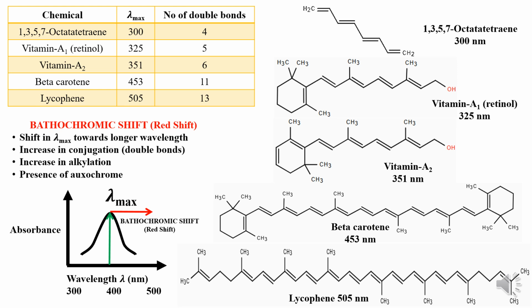So what do you learn from these 5 representative unsaturated compounds? We learn that with increase in the number of double bonds, there is a corresponding increase in the lambda max values. That is, there is a bathochromic shift or red shift. So with the increase in the number of double bonds, we can see there is a shift in lambda max from 300 nanometers to 505 nanometers.